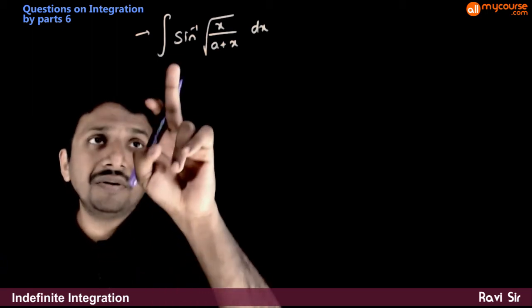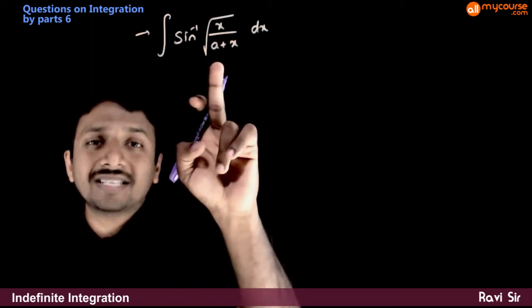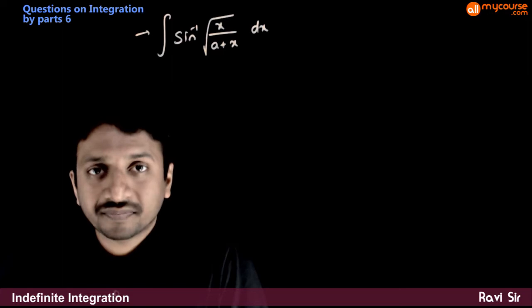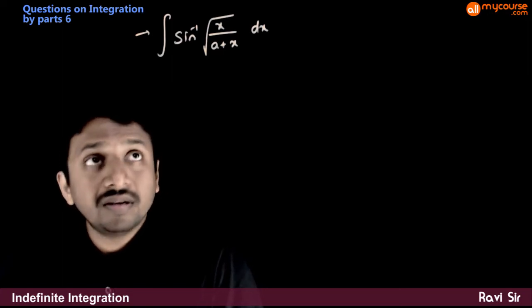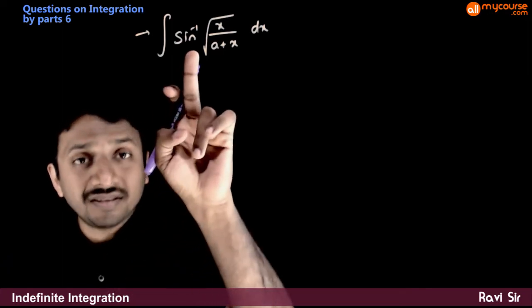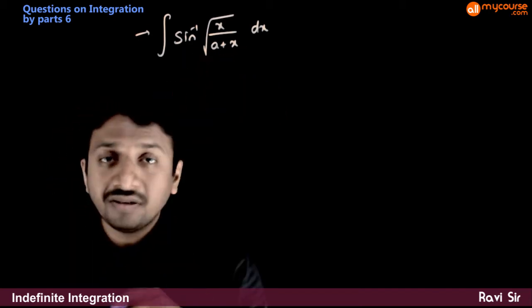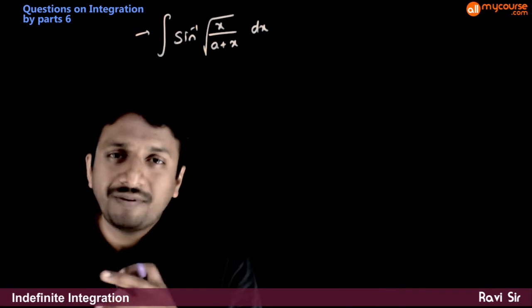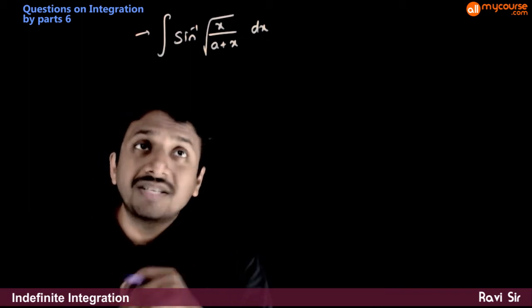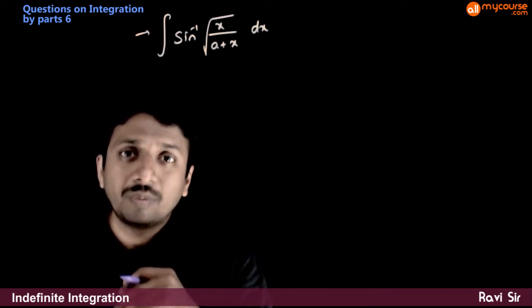In this question, you're asked to integrate sine inverse of root of x by a plus x. So how do we do this? First, you have in this integral an inverse function which contains an algebraic function with a square root. So our first aim will be to remove that square root if possible by a suitable substitution.